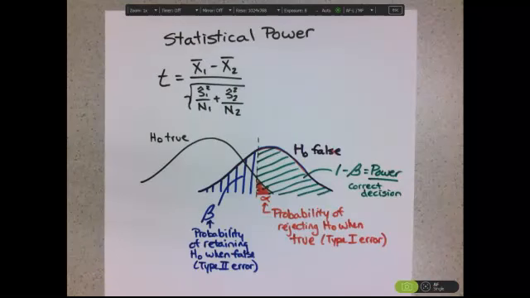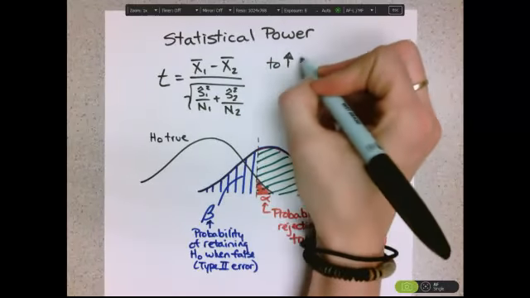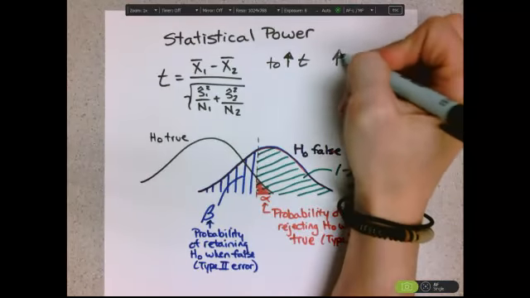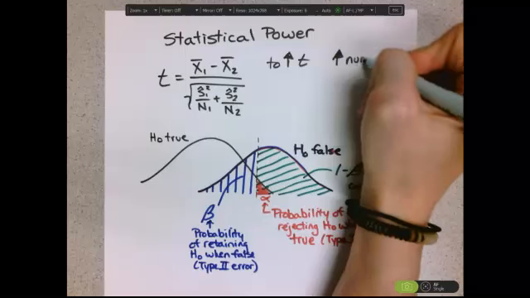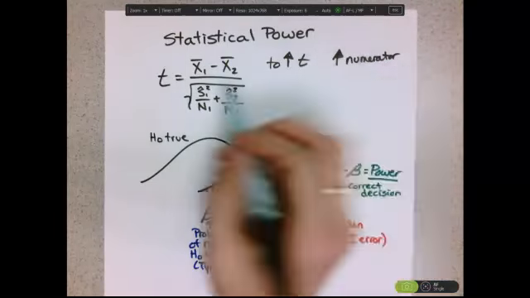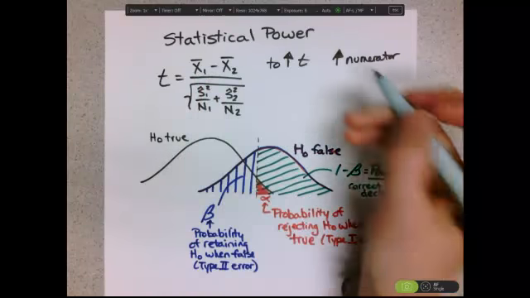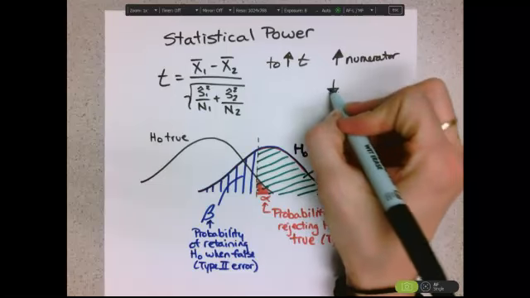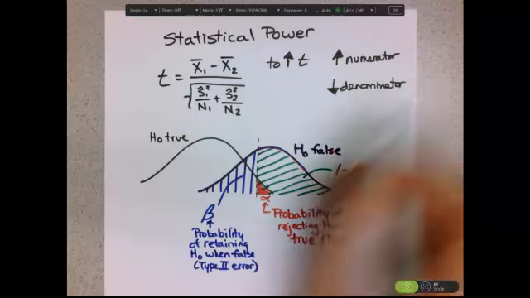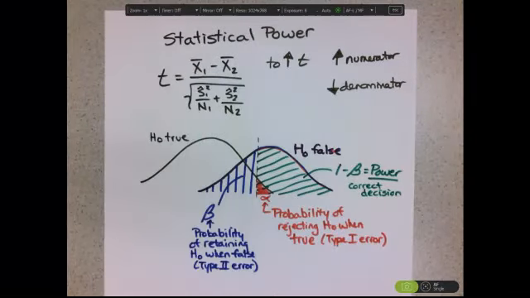So to increase our value of t, well, we could increase our numerator, or, right, so if we have a larger difference between the means, we're more likely to reject our null hypothesis, or we can decrease our denominator. How do we decrease our denominator? Well, we can have larger sample sizes. That would help to decrease our denominator.